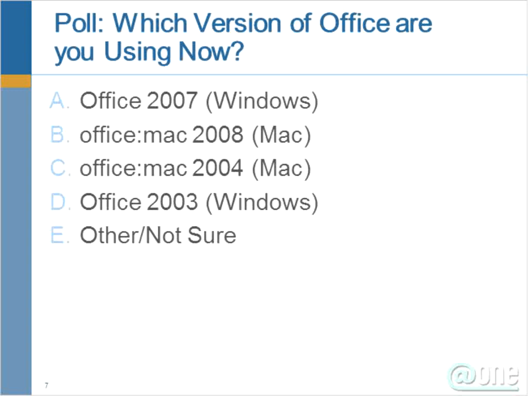Which version of Office are you using now? Are you using A, Office 2007 on Windows, B, Office 2008 on Mac, C, 2004 on Mac, D, if you guys are still on 03, or not sure. And actually, you can use A if you're already on 2010. You just use the polling options located in the participants window around this area. We'll give a couple seconds for you guys to continue to answer, and then I'm going to go ahead and publish that.